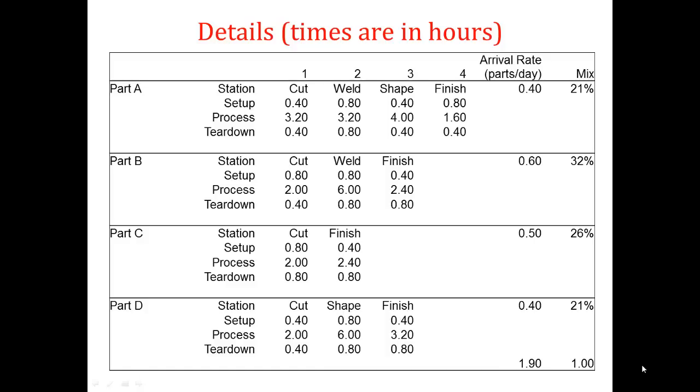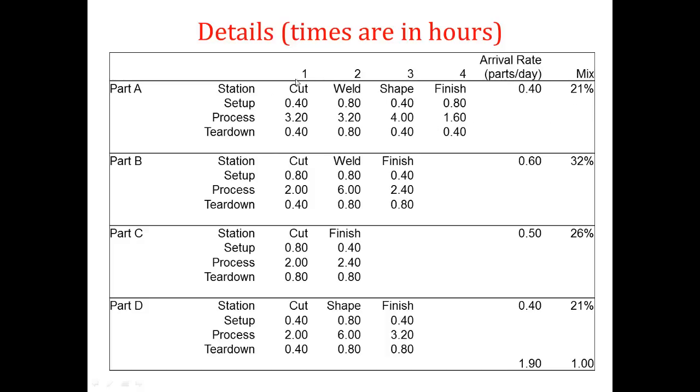In order to construct the simulation model, we need some additional details in addition to just the part sequence, and some of these details are given in the table as you see here. So for each part type, we have 3 basic pieces of information. We have processing time information, we have arrival rate information, and we have product mix information.